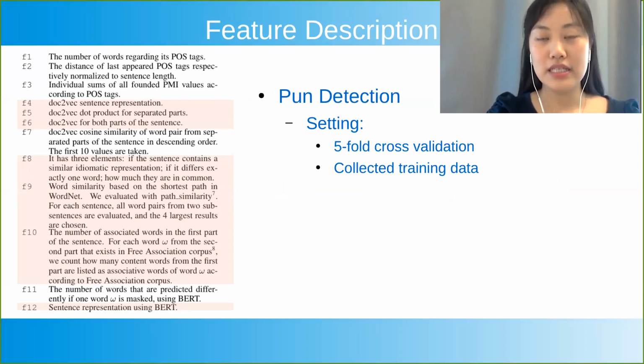We did experiments for both types of puns on two different settings, one with 5-fold cross-validation and the other one only with the collected training data. For the 5-fold cross-validation, we randomly split the dataset provided by SemEval, then tested each fold independently, and calculated the macro score in the end. Thus, the final results cover all benchmark data with 5 sub-experiments.